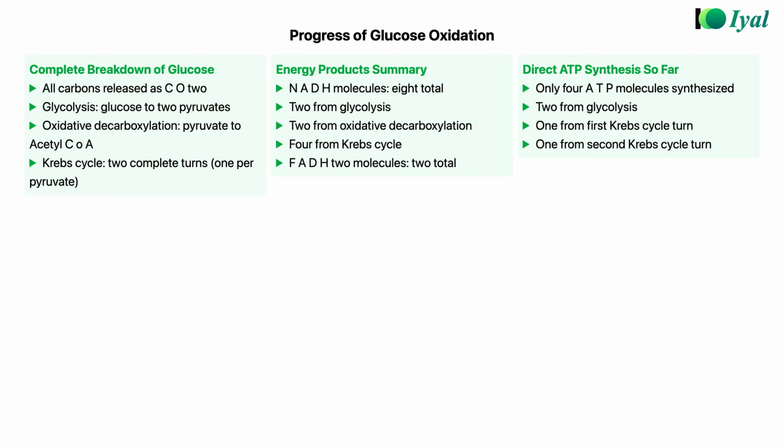The answer is, in those 8 NADH and 2 FADH2. These molecules hold the energy. They have not yet released it. They are loaded, ready to donate electrons to electron transport. And when they do, that is when the massive ATP production happens. That is why we need the electron transport system. That is why we need oxygen.